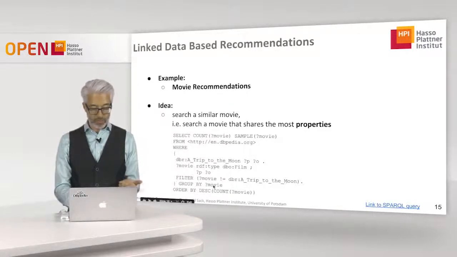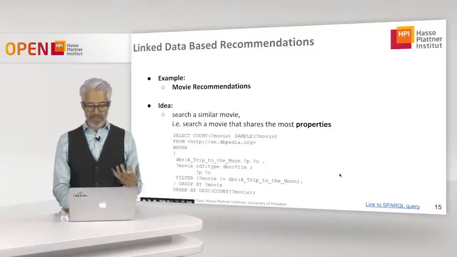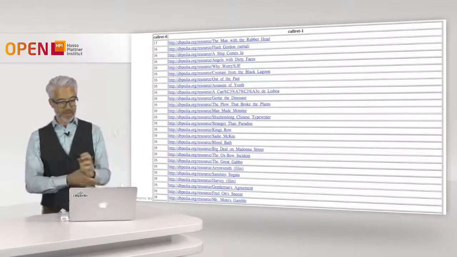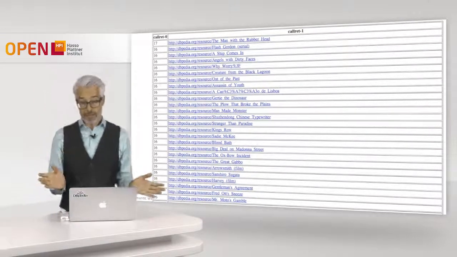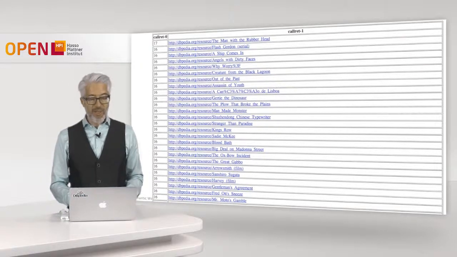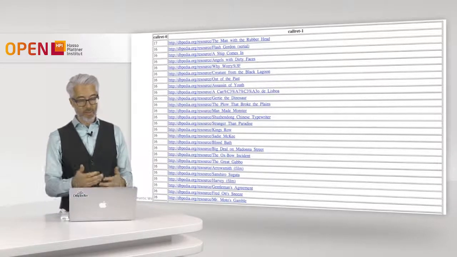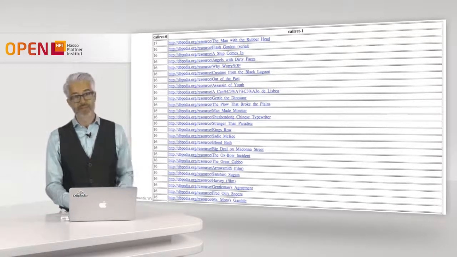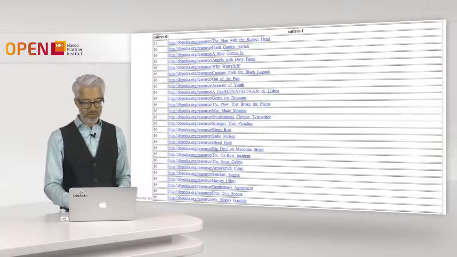And then again, it's grouped by movie, and again I count the shared properties. And you see here, that's quite interesting. We now have another list generated by that query, and now we have 17 really co-occurring property values. Here the best recommendation is a completely different movie. It's The Man with a Rubber Hat. I have no idea what it is, so you should look it up.